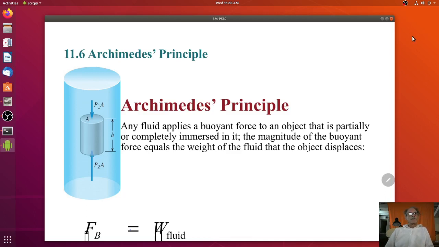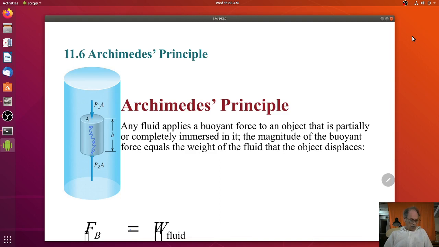All right, physics students. Continuing on with Chapter 11 here. Archimedes' principle. Well, if you look over here at this picture, we just have this imaginary chunk of water in this imaginary surface.